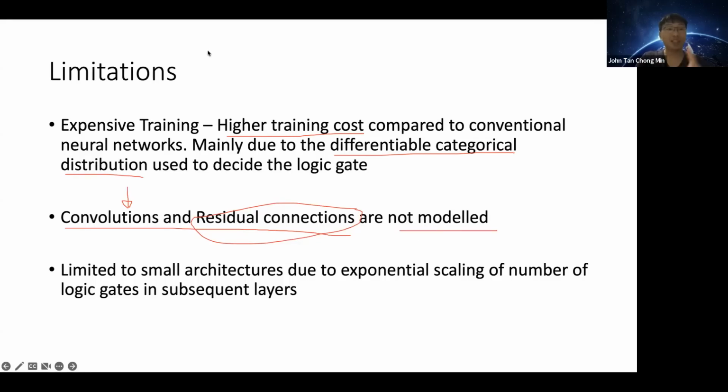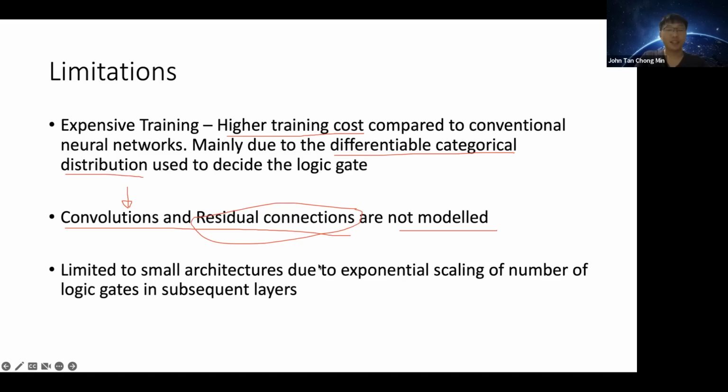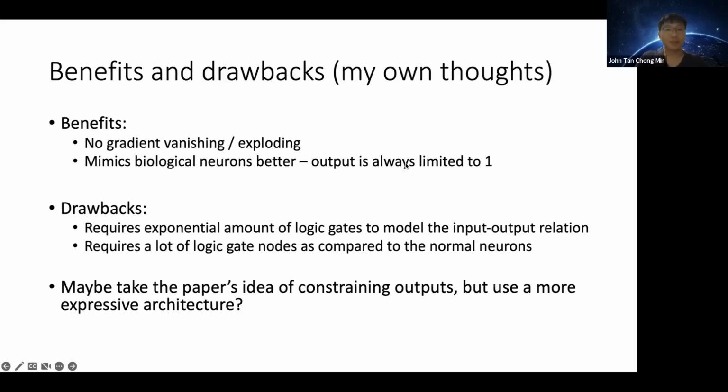The key limitation is this one: how do we stop this exponential growth of logic gates? Later we can talk about this. All right, so this is the last limitation, exponential scaling of the number of logic gates. Okay, so these are some thoughts that I have before we move to the discussion. Just give me about 5 to 10 minutes before we do the discussion.